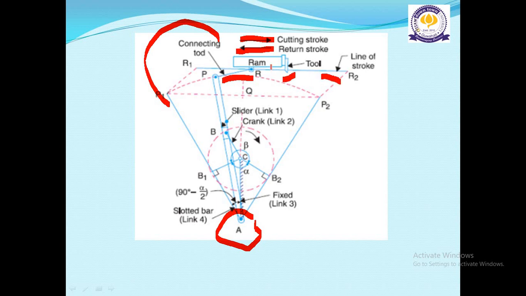The tool is attached with the ram. Okay, so here it is the slotted lever. Okay, so slider, this is link 1, which is the slider. Link 2, this one is link 2, which is the crank. Okay, so this will rotate in this direction, the rotary motion, and with that the oscillatory motion will take place with the help of this slotted lever.